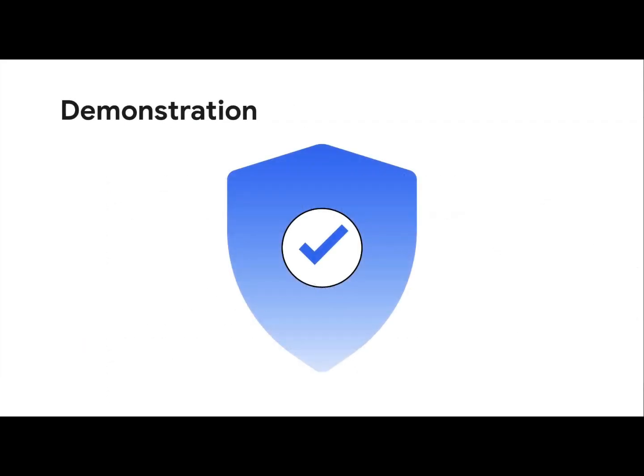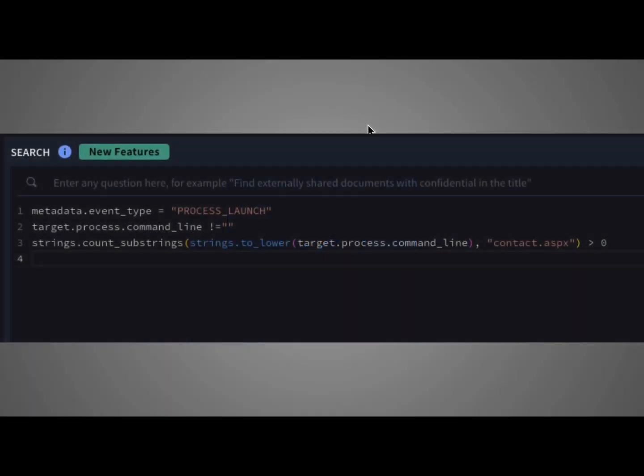Let's start with this simple example in search. We've been told that a web page named contact.aspx is suspicious, and there is some concern that it is associated with a web shell. We could search target.process.command_line to see if it's referenced. Alternatively, we could use the function strings.count_substring and look for the pattern contact.aspx and return all events where the number of substrings is greater than 0. Let's start by doing that.